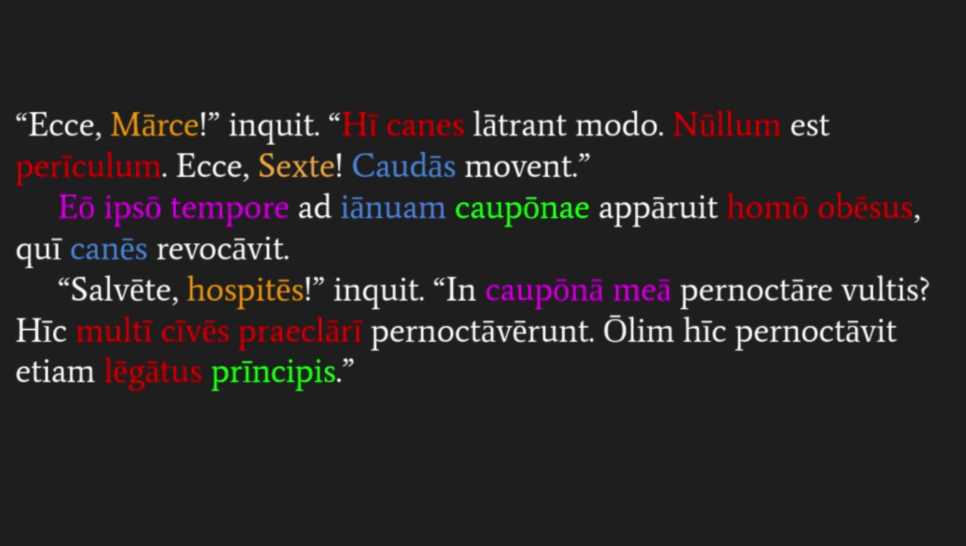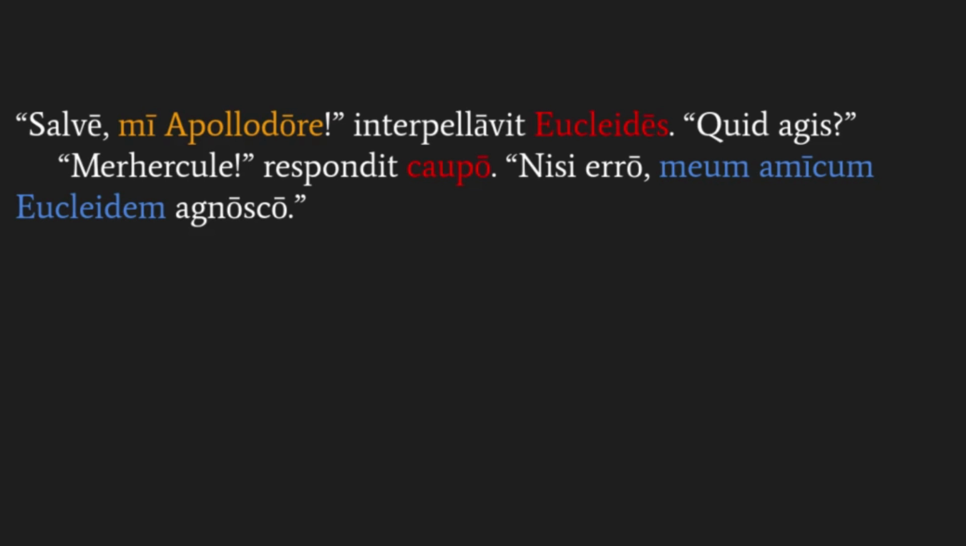He's trying to brag about his inn. He's saying, look how great it is. This legatus principis once spent the night here. Then you have "salve mi Polydore," interpellavit Euclides. "Quid agis?" So Euclides interpellavit, he interrupted, right? And he says, salve, hello, mi Polydore, my Apollodorus.